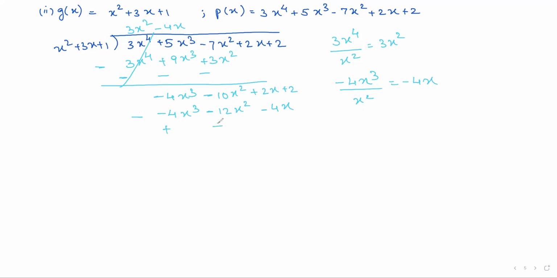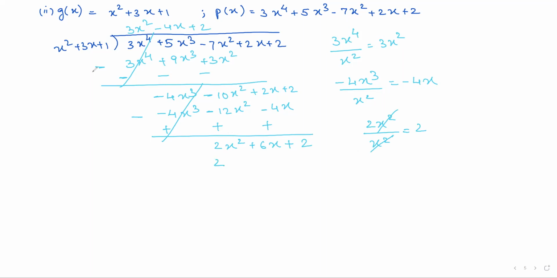Subtracting, changing the signs. First term got cancelled. Minus 10x square plus 12x square. So this is 2x square. Plus 2x plus 4x plus 6x plus 2. Never forget a term. Now, first term 2x square divided by the first term x square. Got cancelled, you got a constant. So next term is your remainder.